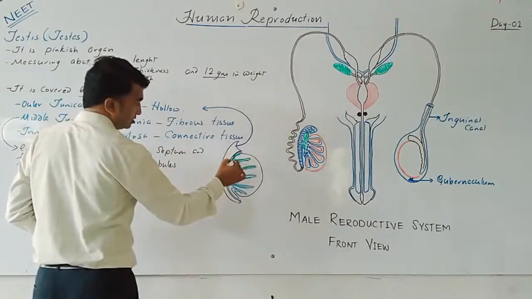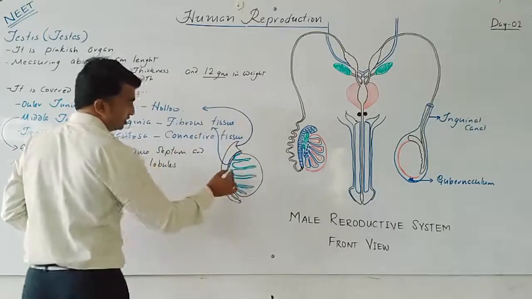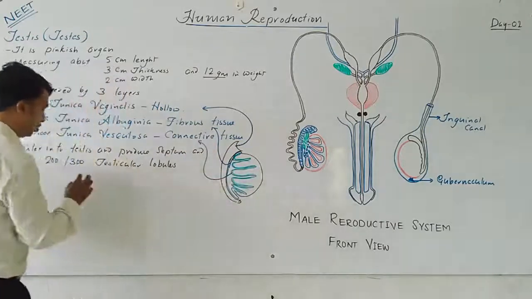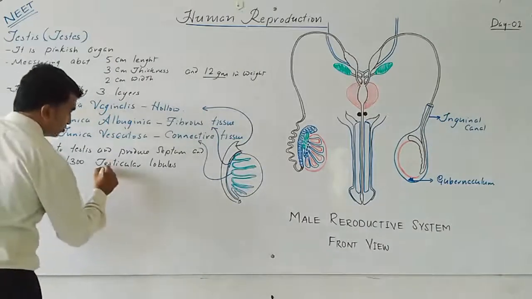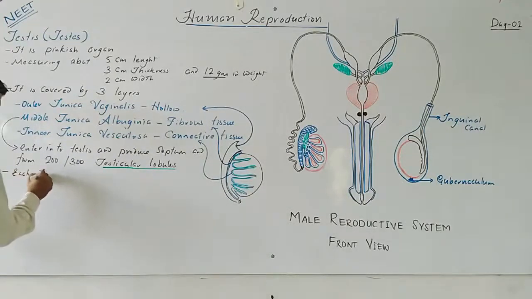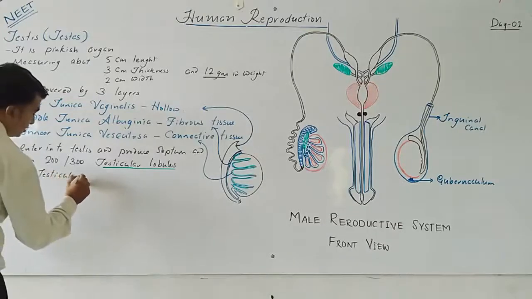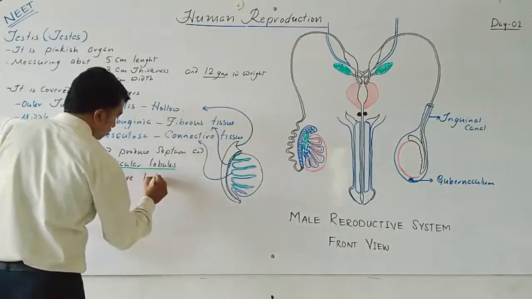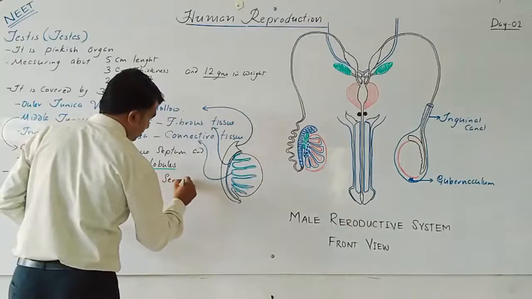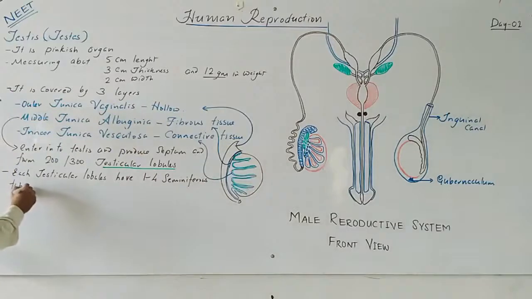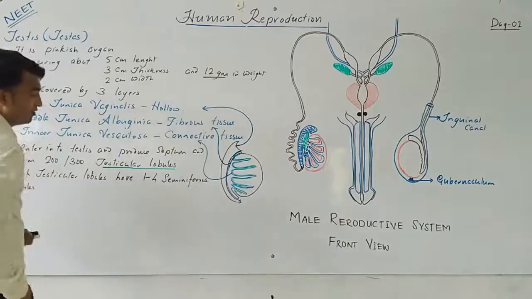This blue color layer is the tunica albuginea. This green color layer is the tunica vasculosa. Like this, the testis is divided into 200 to 300 compartments, that are called testicular lobules. And each testicular lobule has 1 to 4 seminiferous tubules. So this is the functional unit of the testis.